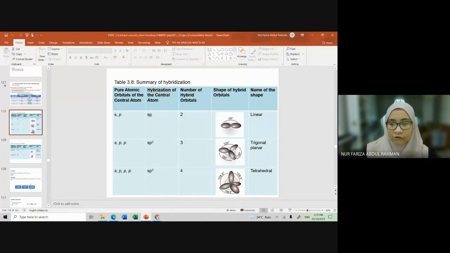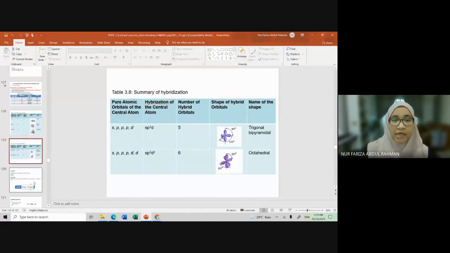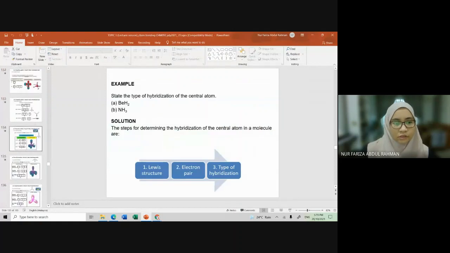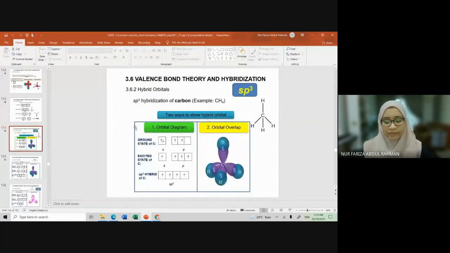And then this is trigonal planar because it has 3 hybrid orbitals, so it should be in trigonal planar shape. Okay, and so on. We have sp3, sp3d, and sp3d2. So today we are going to look at each type of hybridization. We're going to start with sp and move on to sp3d2.